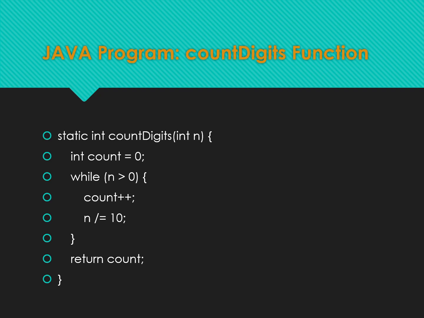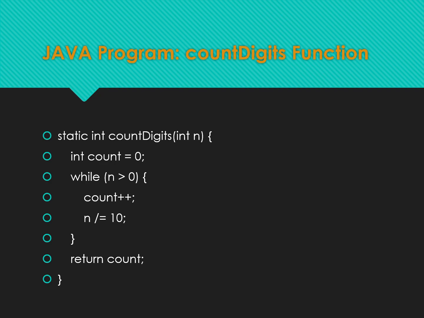Let's take an example. If n is 625. First loop, n equals 625, count becomes 1, n becomes 62. Second loop, n equals 62, count becomes 2, n becomes 6. Third loop, n equals 6, count becomes 3, n becomes 0. The loop ends and the function returns 3, because 625 has 3 digits.